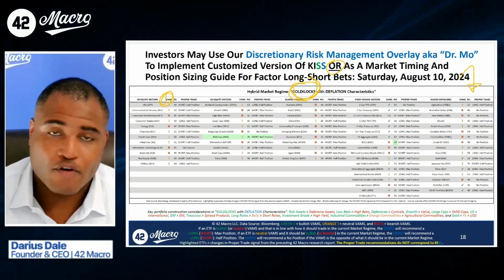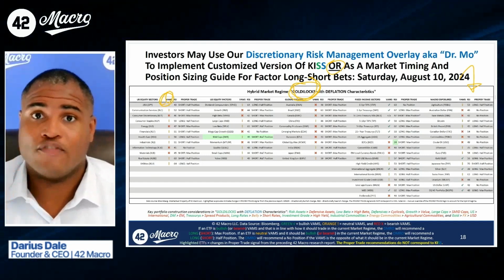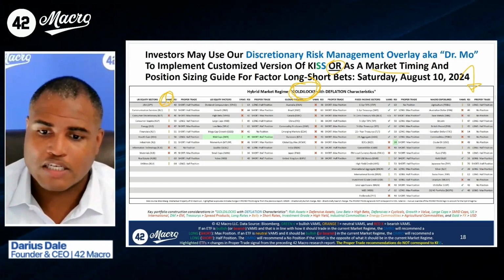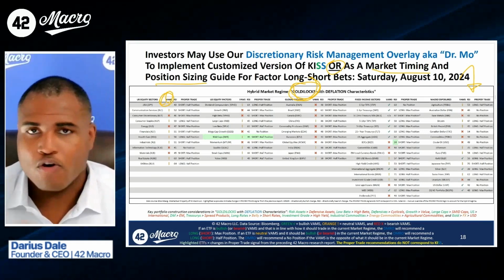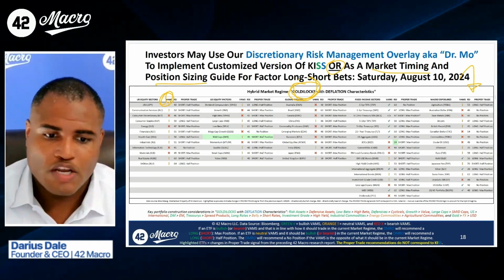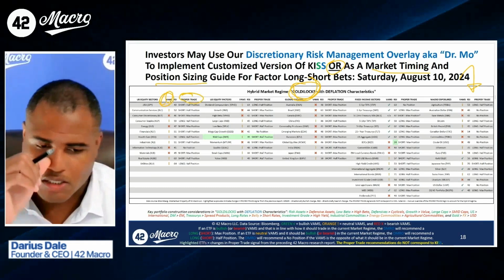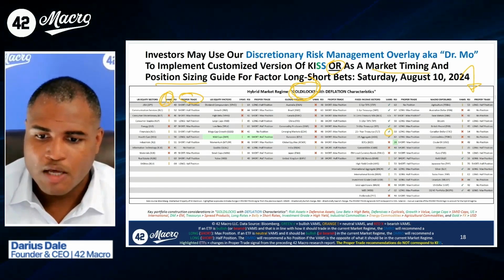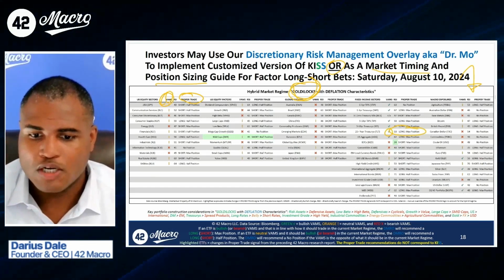So getting past that, for our professional investor friends and our sophisticated retail investor clients, we use this Dr. Mo table as a market timing and position sizing guide for your own factor long short bets. And so all you need from this table are the proper trade recommendations. And so if an asset is bullish, and it should be bullish in this particular regime, Dr. Mo will recommend a long max position in that asset.